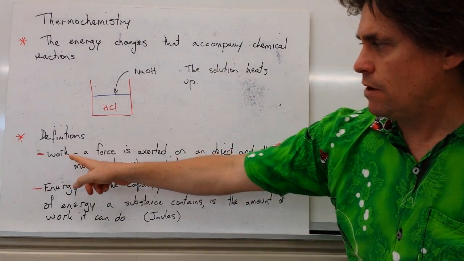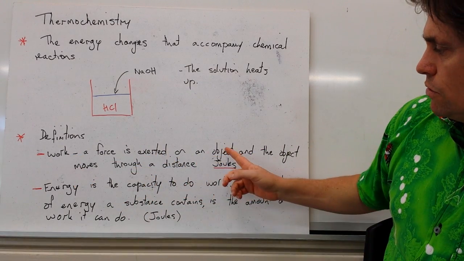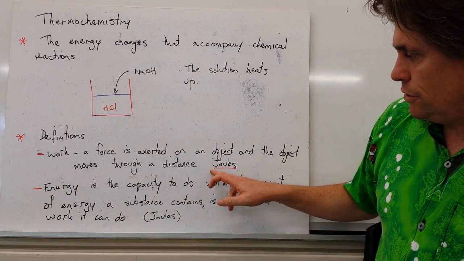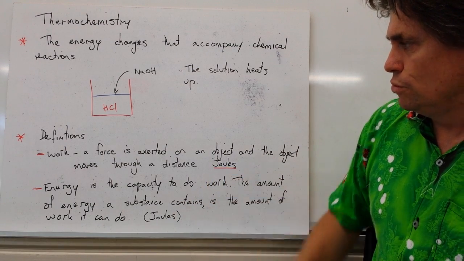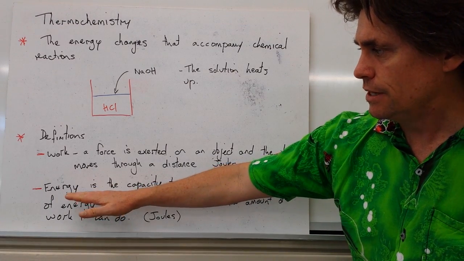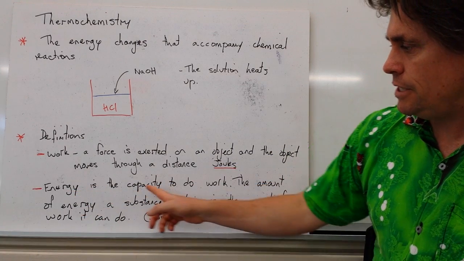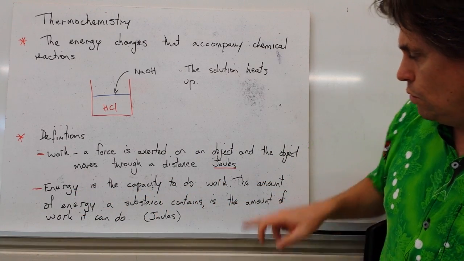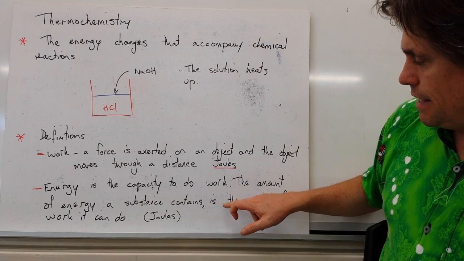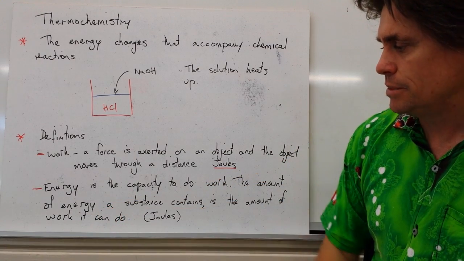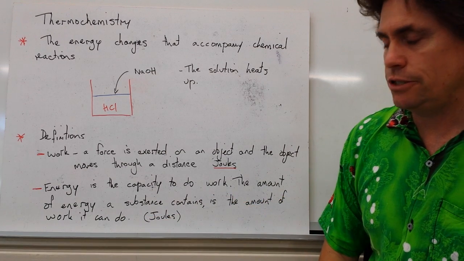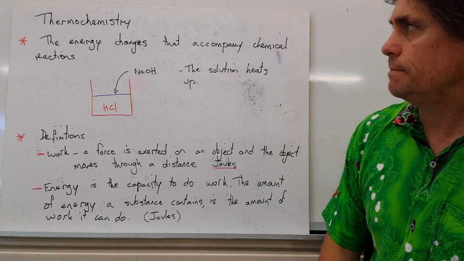First of all, we define work as a force that is exerted on an object and the object moves through a certain distance. We use the units joules to measure that work, and we can extend that to the word energy. So energy is the capacity to do work, or it's the amount of energy a substance contains, and therefore is the amount of work that that substance can do. Because it involves work, we also measure energy in joules, and that's important later.